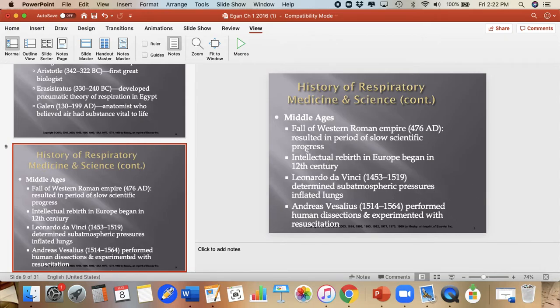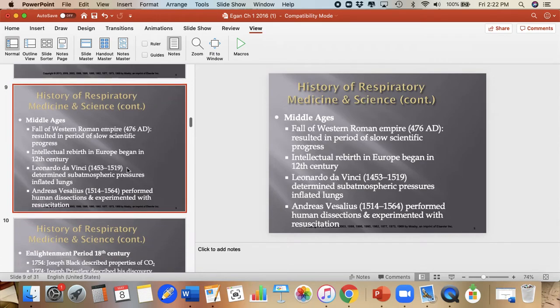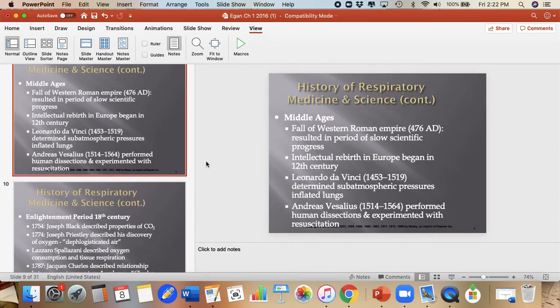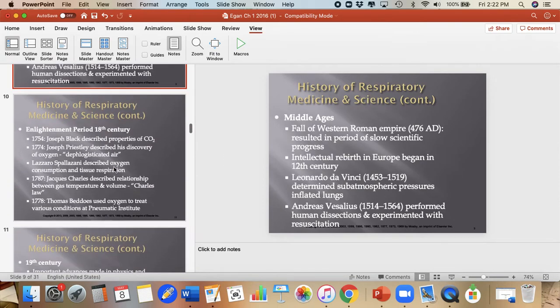Leonardo da Vinci, Andreas Vesalius, all of these guys, you can go on and read all of their little key pieces that they've added to the respiratory puzzle. We couldn't have done it without Leonardo da Vinci, who determined that subatmospheric pressures inflated the lungs. So I won't go over every single one of these because all I would really be doing is just reading them, and you can do that. So we have the Middle Ages.